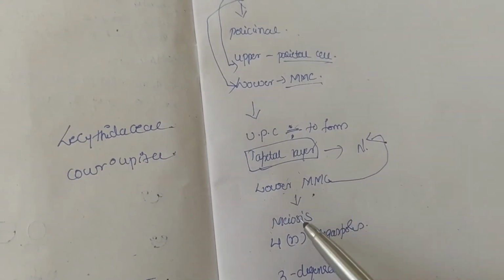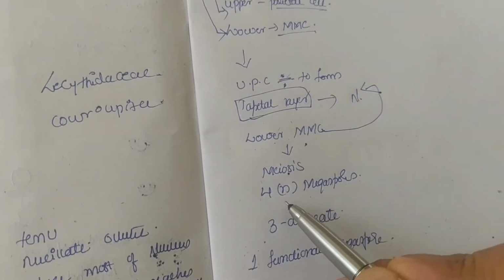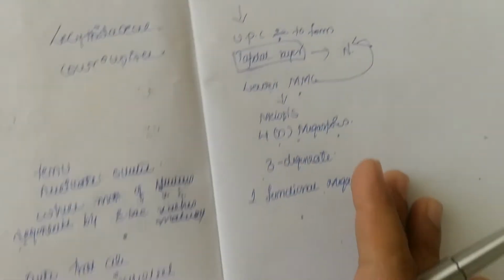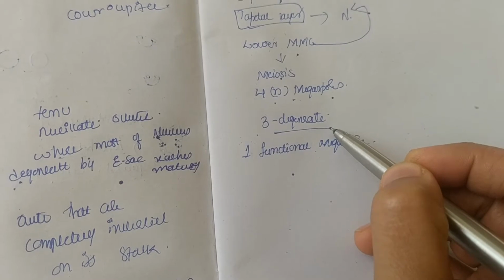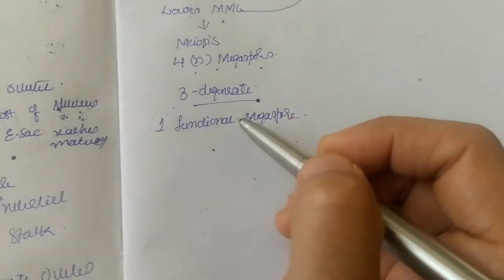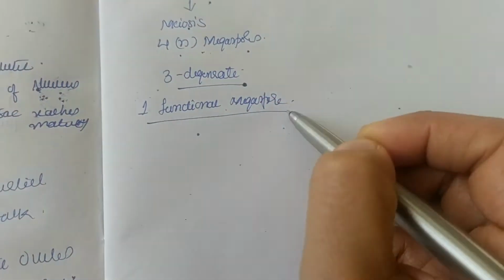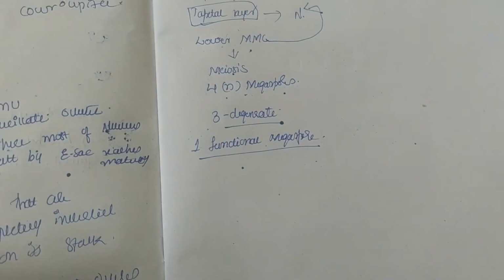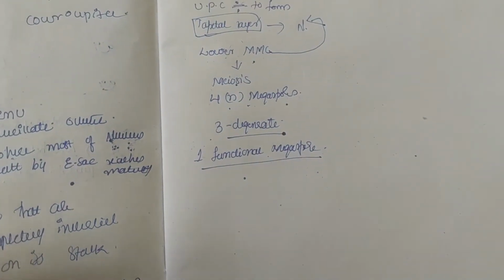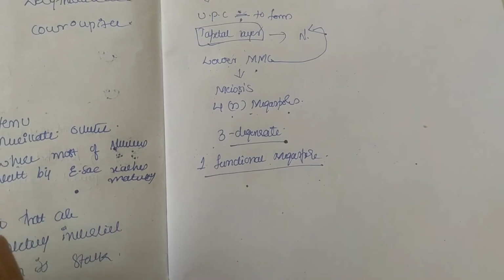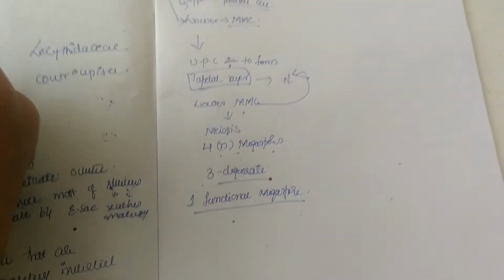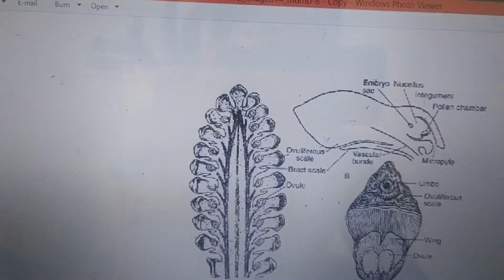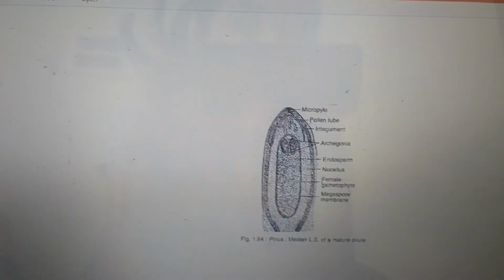These megaspore mother cells undergo meiosis leading to formation of the 4 haploid megaspores. Among them 3 are going to degenerate, which are towards the micropyle end, and the remaining 1 will be the functional megaspore. Now the outer 3 megaspores degenerate while the lowermost megaspore becomes the functional one. This is how it is going to look.